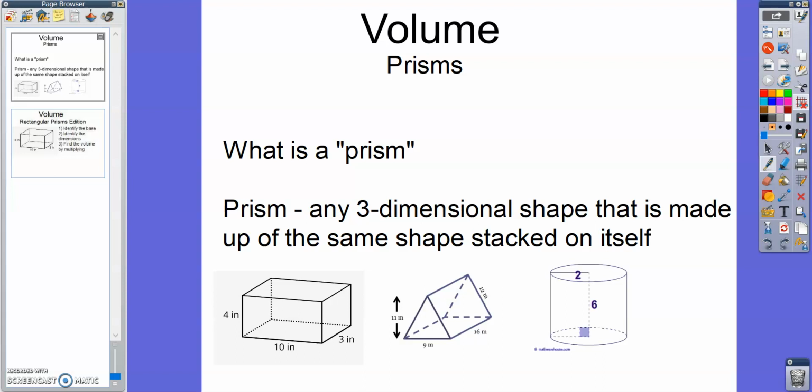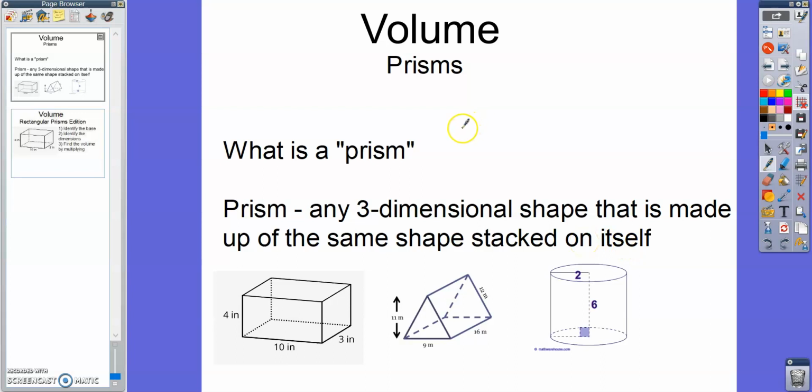Okay, folks, so I'm going to do a quick rundown on how to find the volume of prisms. Today I'm going to talk specifically about rectangular prisms, but for now I'm just going to talk about prisms in general. So a prism, which is a strange word, spelled funny, looks funny, is any three-dimensional shape that is made up of the same shape stacked on itself.